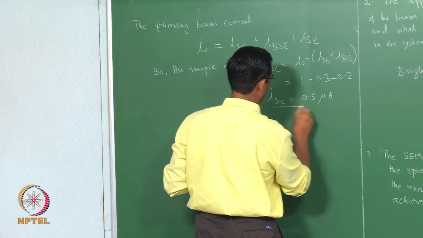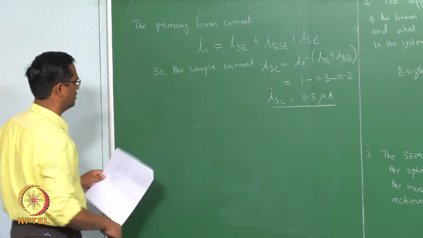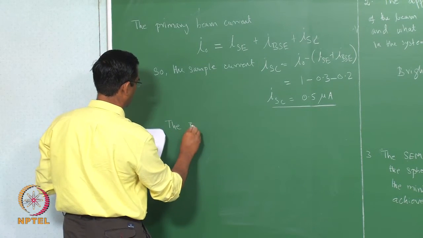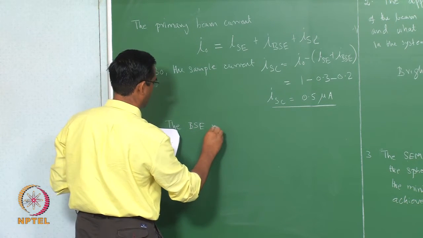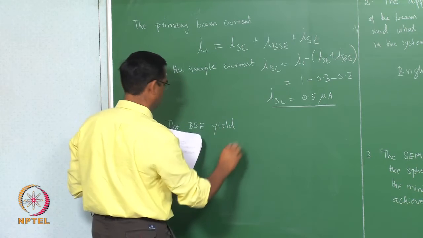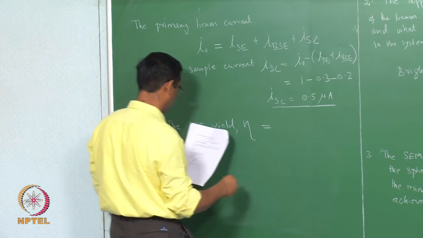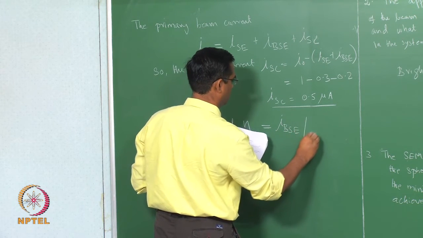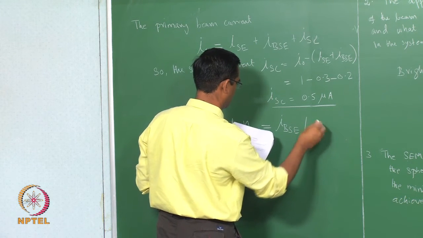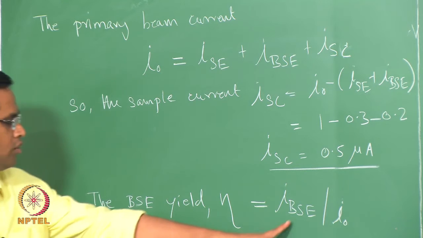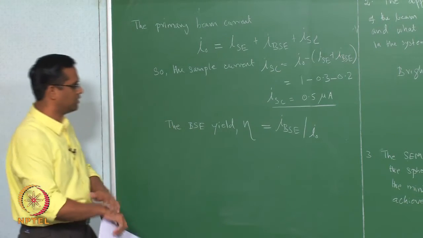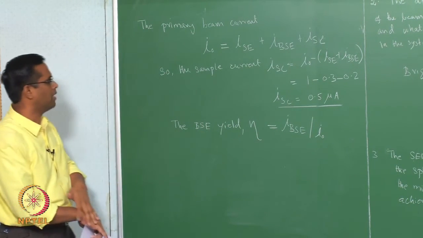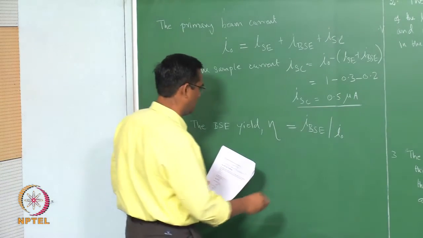So this is the first answer. The sample current is 0.5 microampere. The question number 2 is the backscattered electron yield, which is given by eta is equal to IBSE divided by I naught, that is the backscattered electron signal current divided by the primary beam current. So again we can simply substitute this.